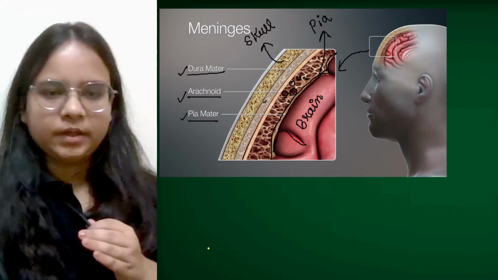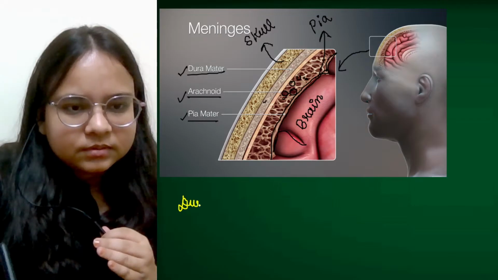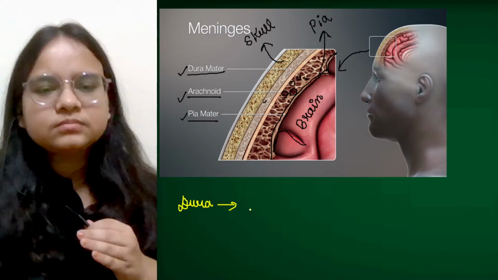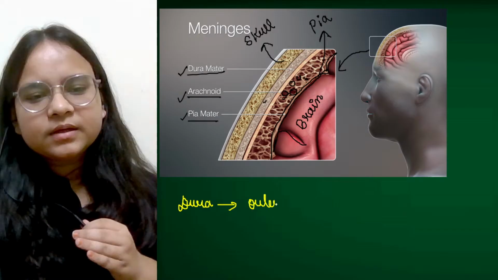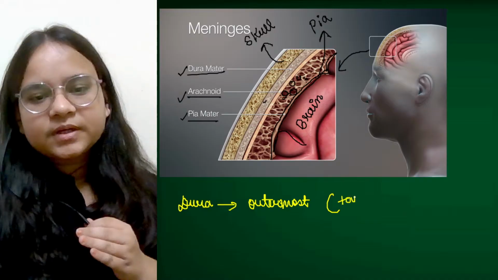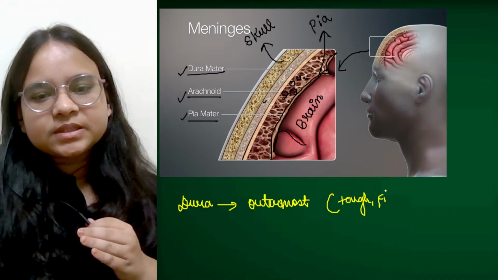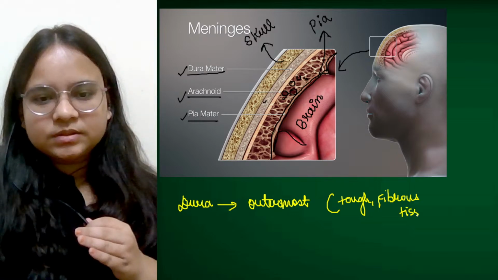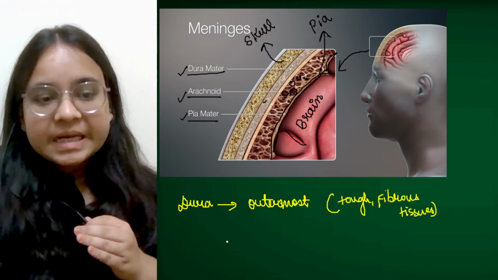Okay, fine. Now, dura mater. Though we have already discussed, dura mater is the outermost layer, and it is made up of tough fibrous tissues. Tough and fibrous tissues. Fine. Next, arachnoid.